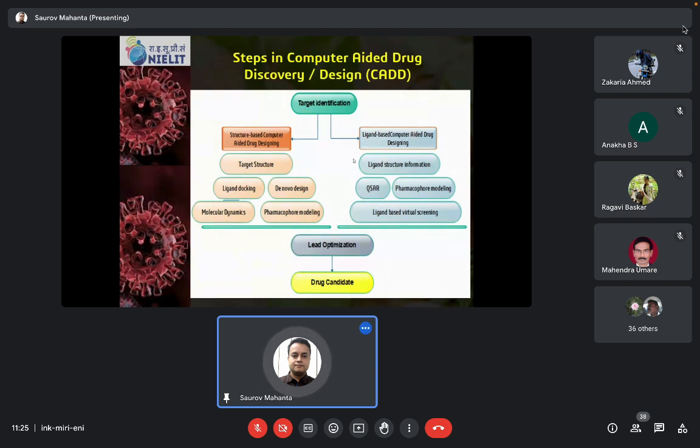Now come to the main part. So what are the steps in computer-aided drug discovery or CADD? So as I have told, target identification. What is the target? Again, I'm repeating, the target is the protein or the enzyme or some DNA molecule which are available either in the pathogen or in some targeted host organism. Then we do structure-based drug designing and ligand-based drug designing. There are two different ways.